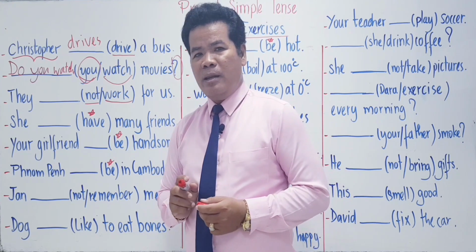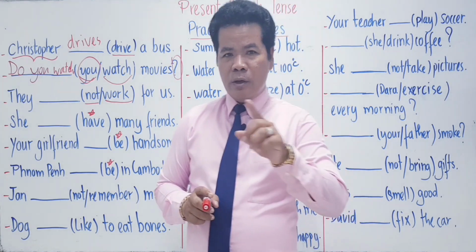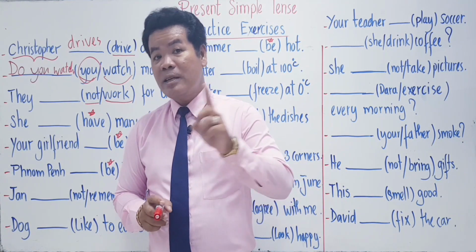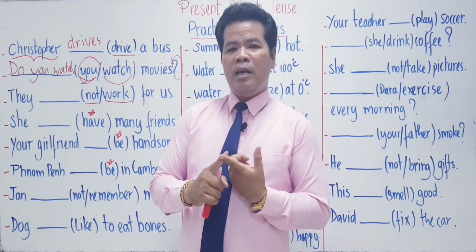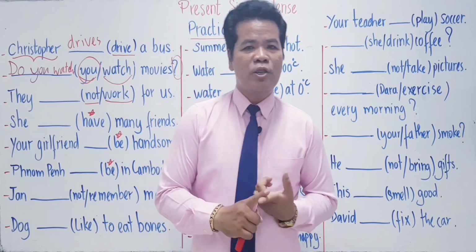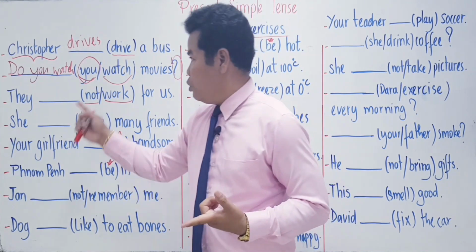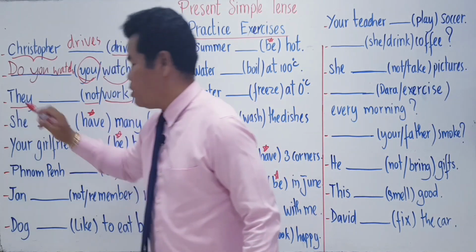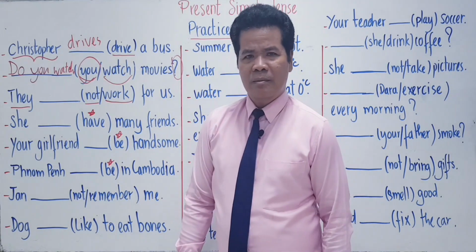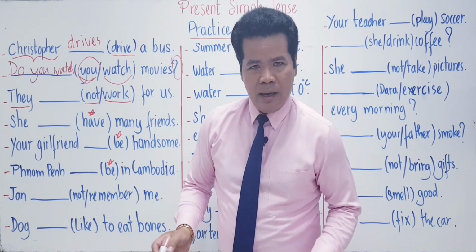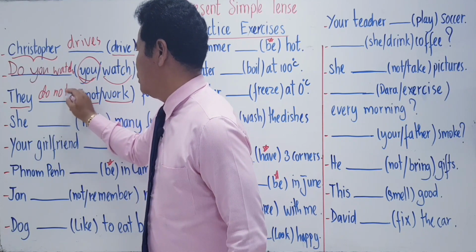So the form of negative sentence is subject plus do not or does not, according to the subject. I, we, you, they do not. He, she, it does not or doesn't. So what do you do here? They is a subject. So you say they does not? No. What do you say? They do not work.